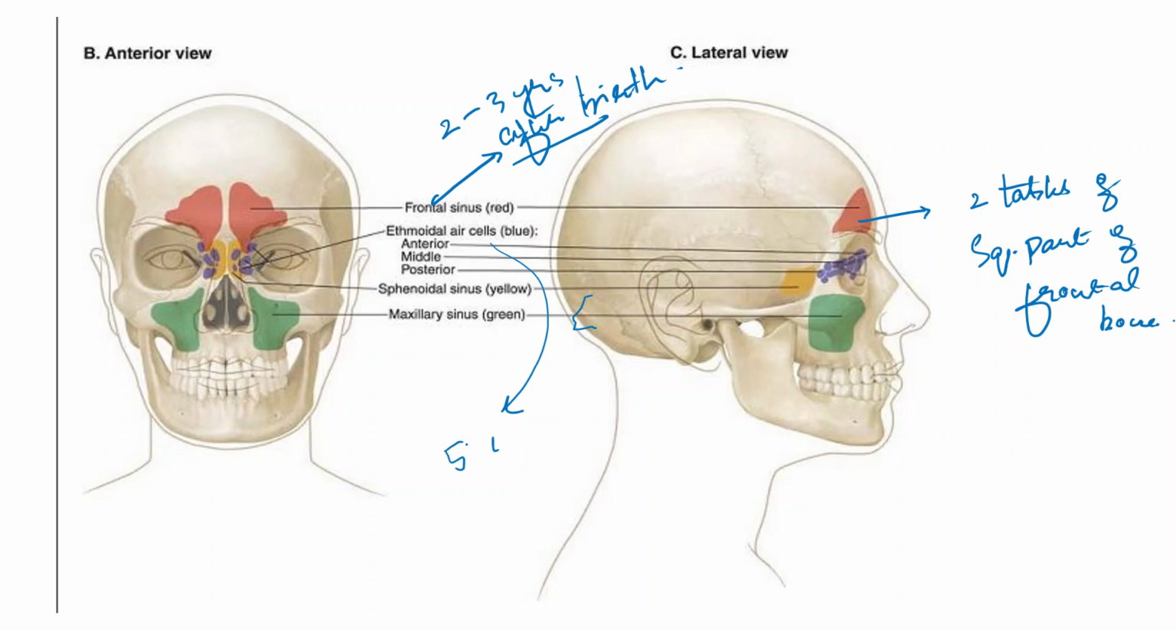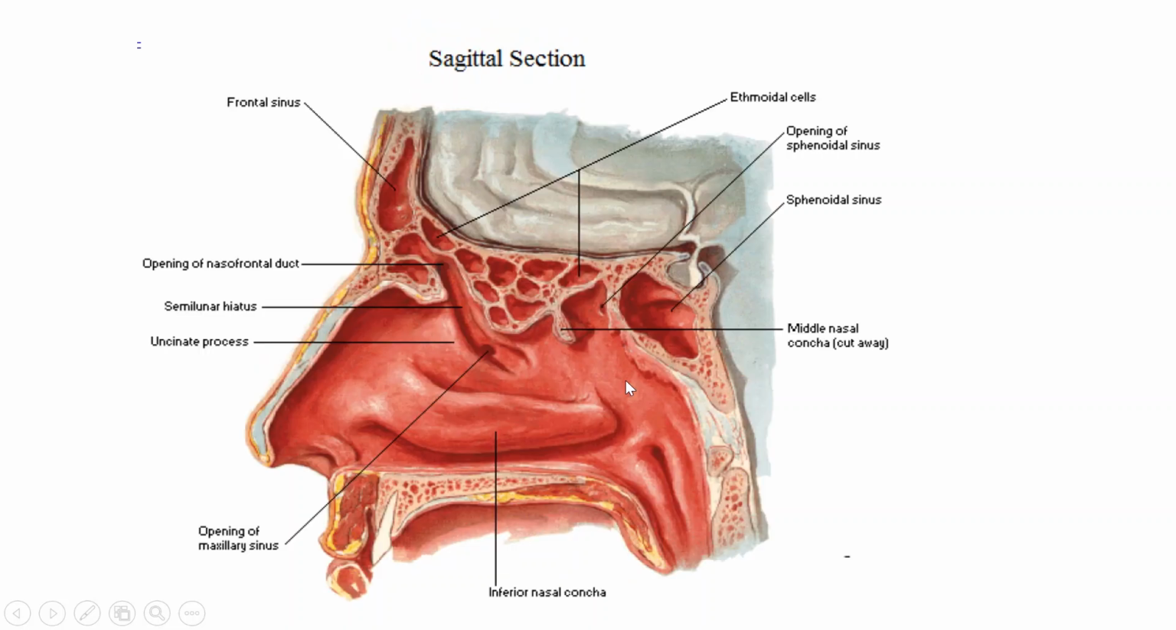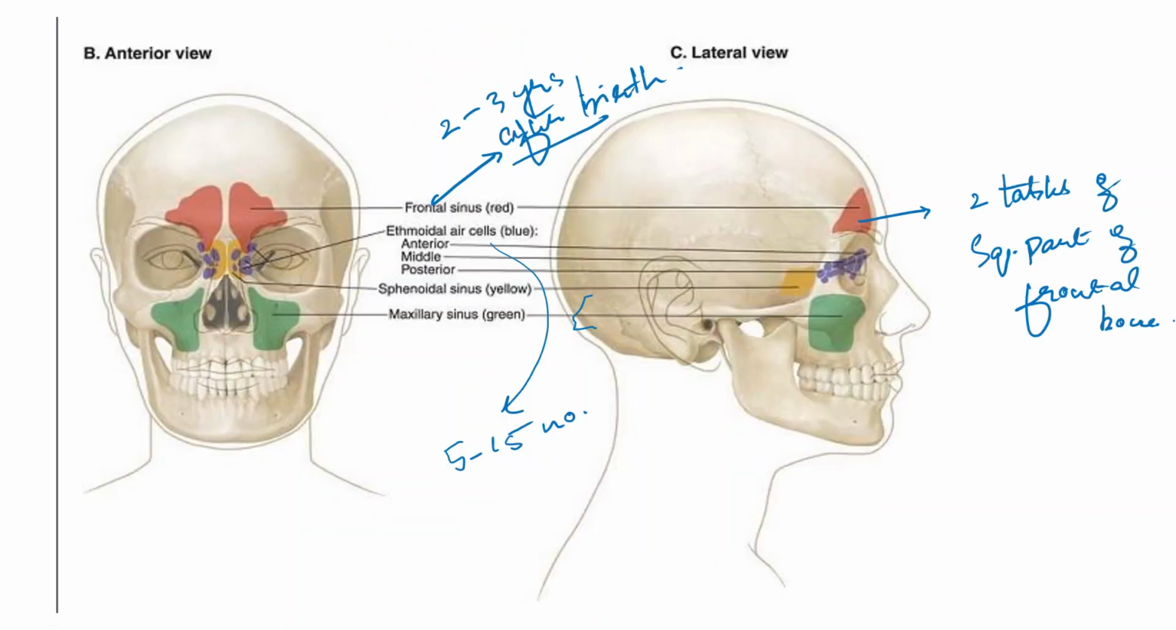They are about 5 to 15 in number, and the ethmoidal air sinuses are arranged in three groups, that is anterior, middle, and posterior. So these ethmoidal air cells, the ethmoidal sinuses, are located between the medial wall of the bony orbit and the lateral wall of the nose.